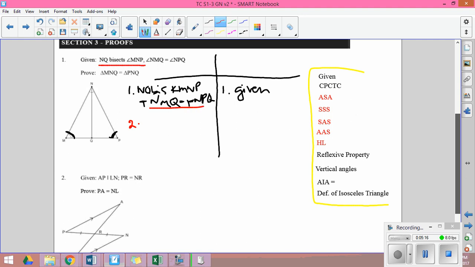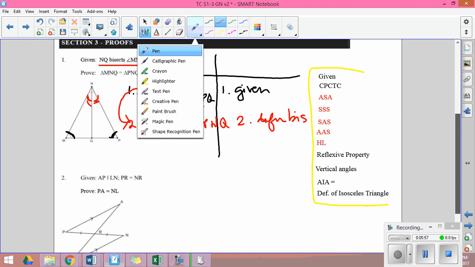But what about this, that NQ bisects MNP? So NQ bisects the big angle. Well, if I know that, then I know that this angle and this angle are equal. And so I can write angle MNQ is equal to angle PNQ. And that is true when I go from words to an equation. That is definition of bisector. So now I have my picture marked.